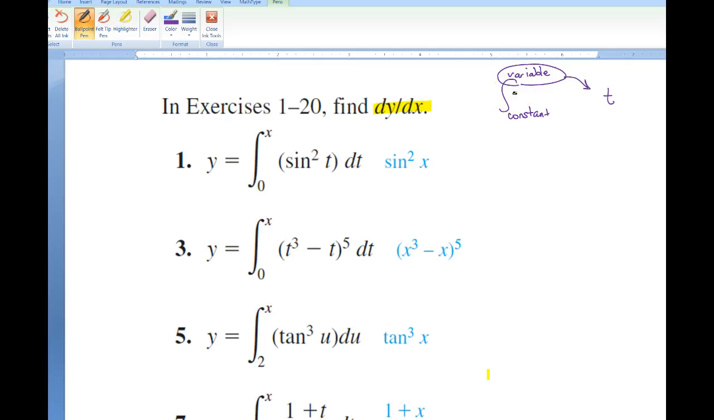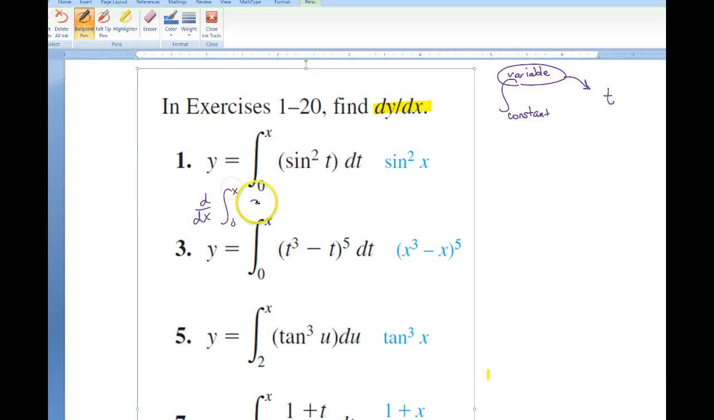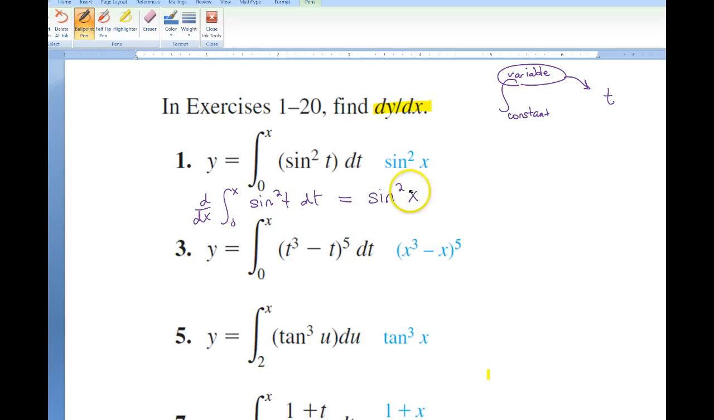And then the last thing is apply the chain rule if necessary. Okay, no, we do not. Guys, we are doing d dx of this. This is really easy. So, first thing we've checked for is the lower bound a constant? Yes. Does the upper bound have the variable? Yes. So I'm basically going to take my integrand, which is sine squared of t. So that's going to become sine squared of x.